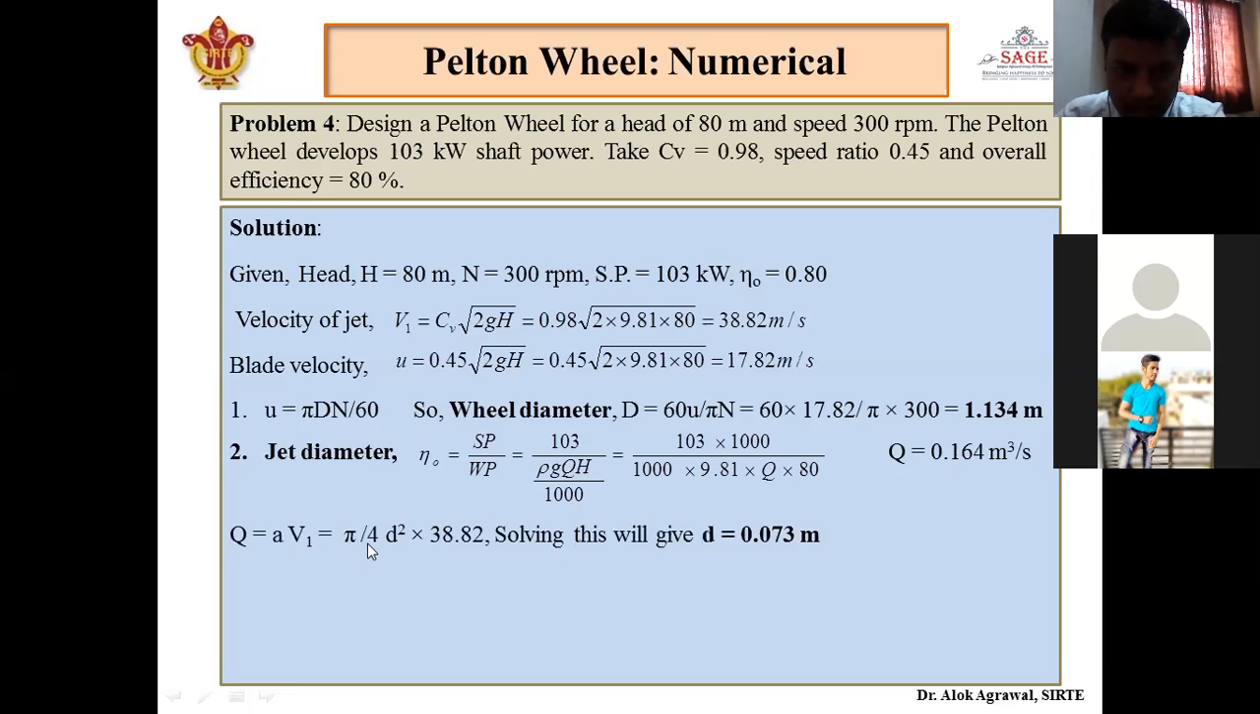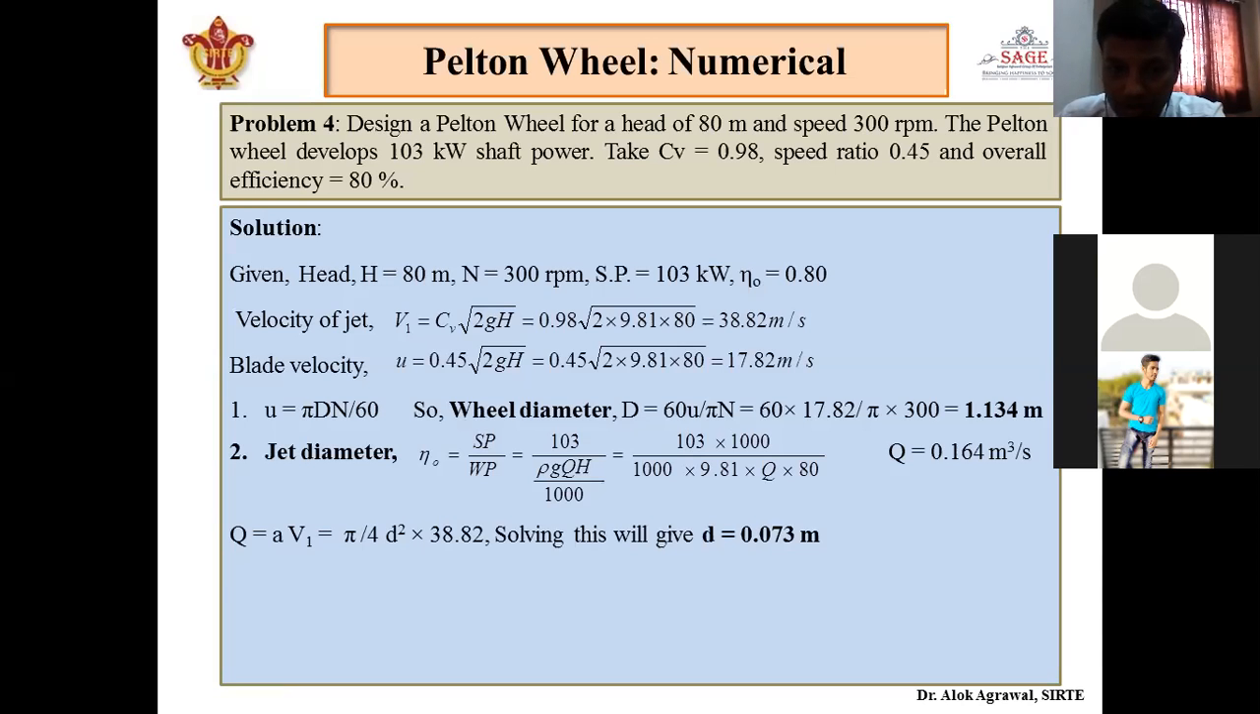Area can be written as pi by 4 d square, and again with one unknown, we get small d, the diameter, as 0.073 meter. So the second part, that is the jet diameter, is also obtained. Once we get the jet diameter, everything will be very simple, because there is a standard formula. Depending upon the diameter of the jet, the rest of the blade is decided: what will be the depth, what will be the width, and what will be the number of buckets.